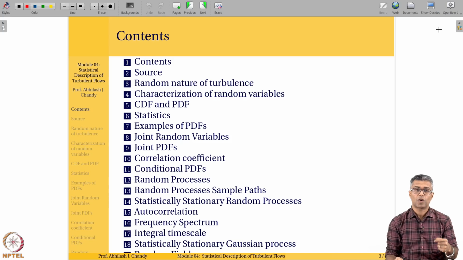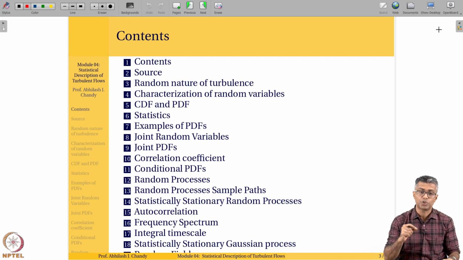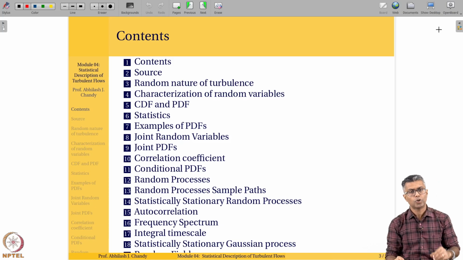This is because velocity is a vector. Velocity has multiple components, isn't it? It has 3 components, u1, u2, u3. So it is not a scalar. And in that sense, you would have to consider joint random variables as opposed to just a single random variable. Although we'll start discussing a single random variable, then move to joint random variables. So subsequently, we'll have to go to joint PDFs.